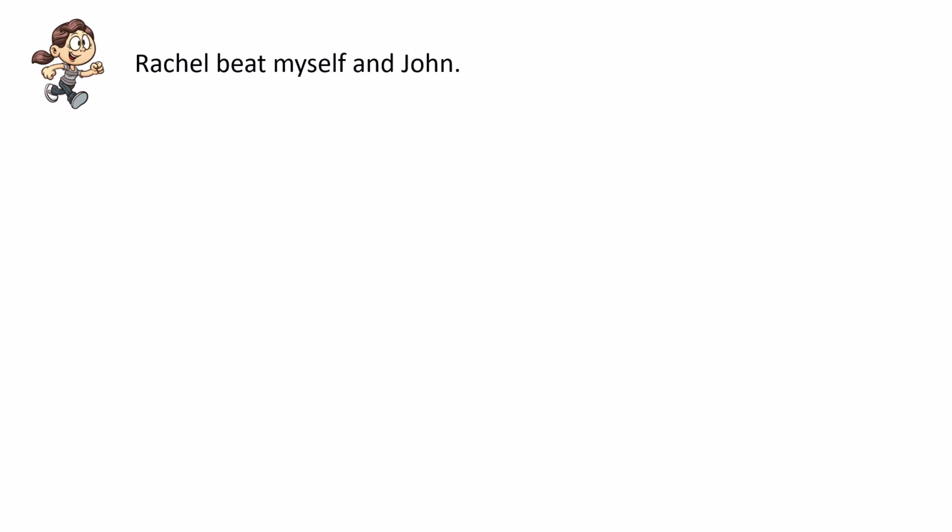Rachel beat myself and John. In a race, perhaps. Well, here we have the word myself. Let's go and find what it refers to. Well, actually it doesn't refer to anything, because myself can only refer to the word I. So this is wrong. This should be Rachel beat me and John. Or, better still, Rachel beat John and me. It is a good practice to put first person pronouns like I and me last in the list.